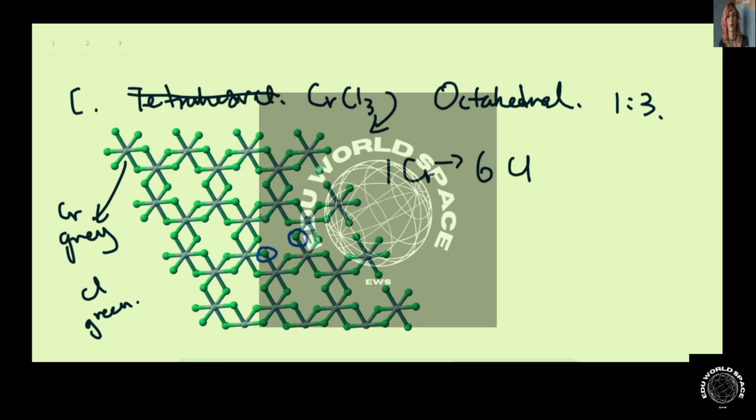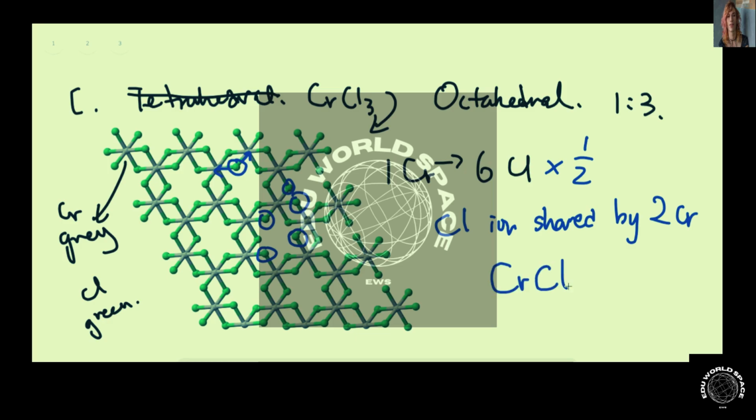all these chloride ions, all of them, each chloride is shared. So the chloride ion is shared by 2 chromium ions. For example, this one is shared by this chromium and the other chromium. So that means each of these chlorides will be shared in half. And that is why the octahedral geometry looks like this. And that is why the formula will be CrCl3.